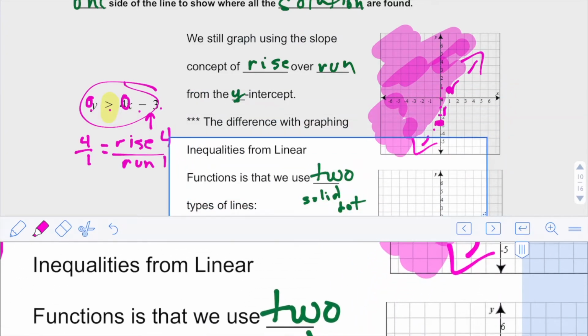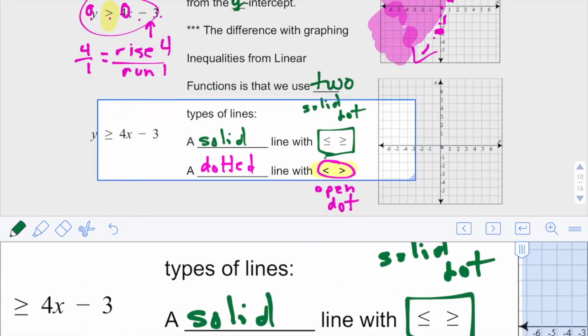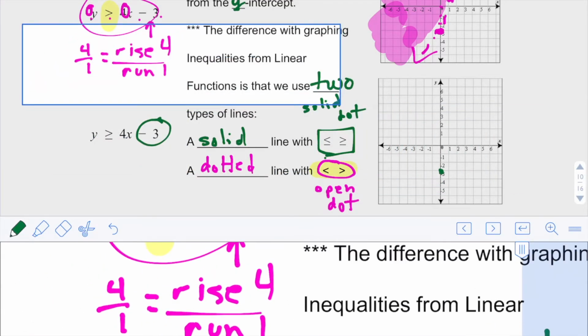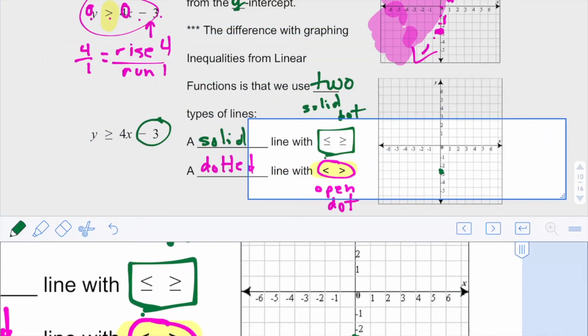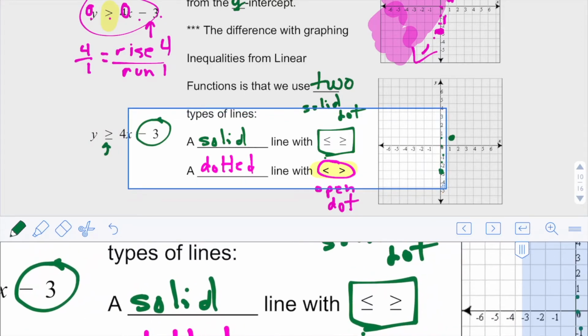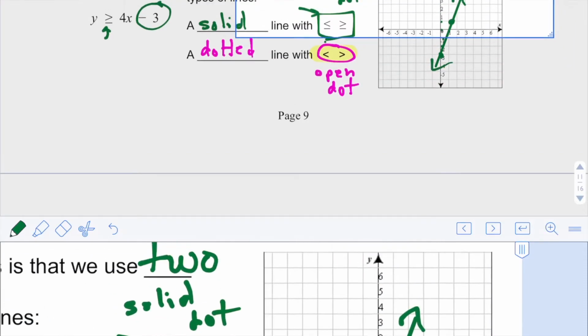Okay, let's do the other example. It's the same function here. I'm going to come down here, and I know that my y-intercept is -3, and then my slope again is the same as it is up here, 4 over 1, so I'm going to rise 4 and run 1. And then because this is my symbol, I know that I have a solid line. And then lastly, I just have to pick which way I'm going to shade.